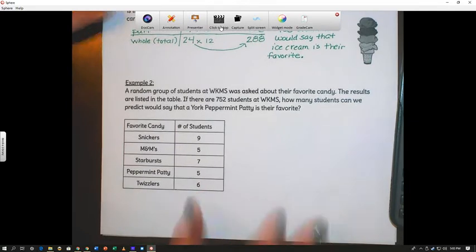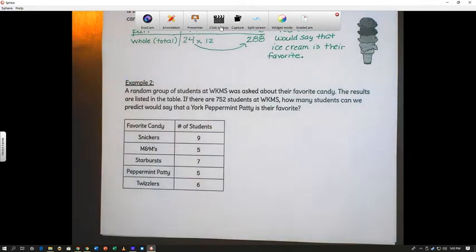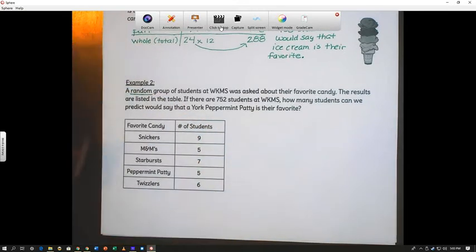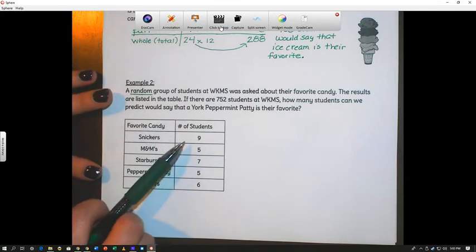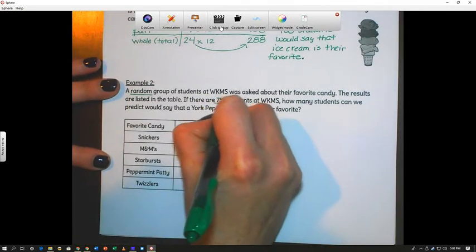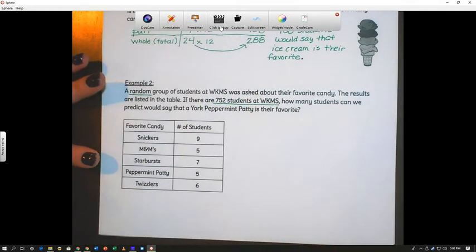Talk about some candy. So a random group of students at Windsor Knolls Middle School was asked about their favorite candy. The results are listed in this table below. If there are 752 students at Windsor Knolls Middle School, how many students can we predict would say that a York peppermint patty is their favorite?